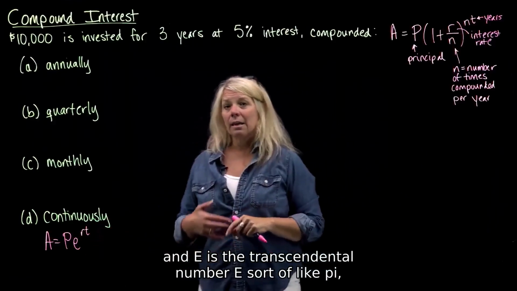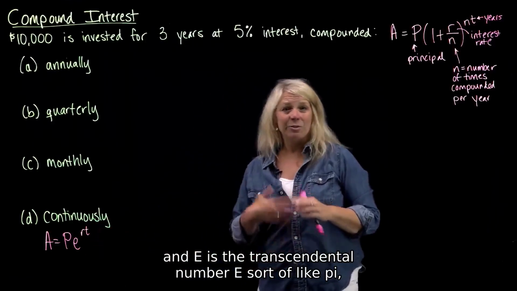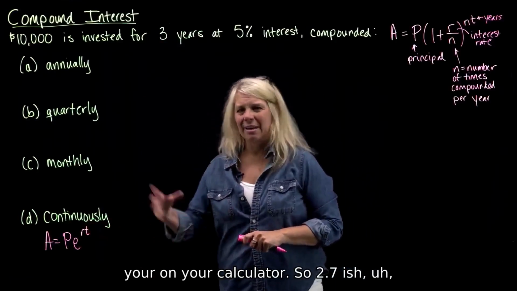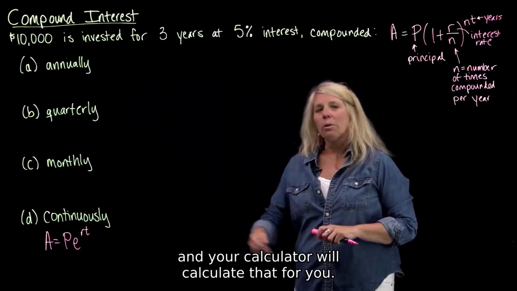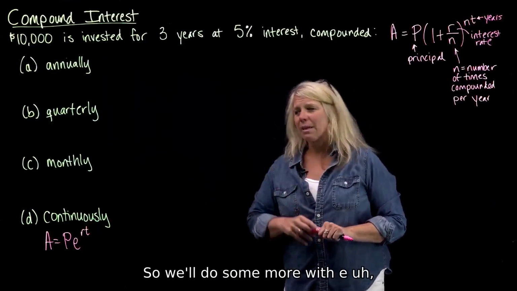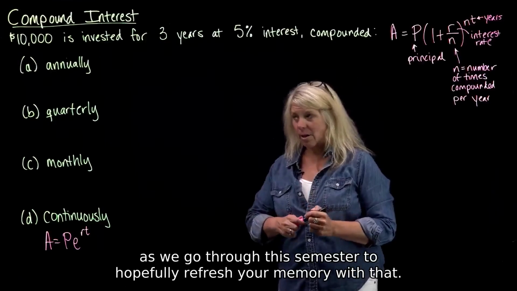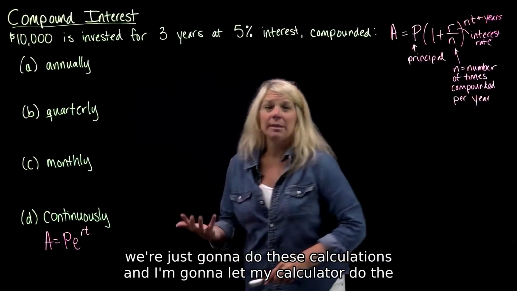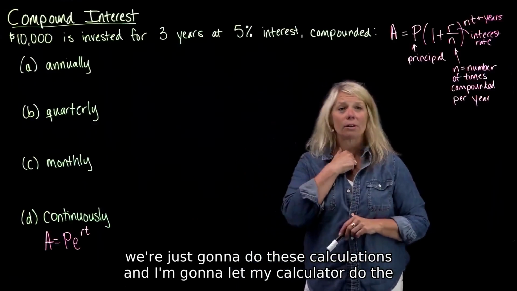And E is the transcendental number E, sort of like pi. It's on your calculator, so 2.7-ish, and your calculator will calculate that for you. So we'll do some more with E as we go through the semester to hopefully refresh your memory with that. All right, so in this video, we're just going to do these calculations, and I'm going to let my calculator do the work for me.